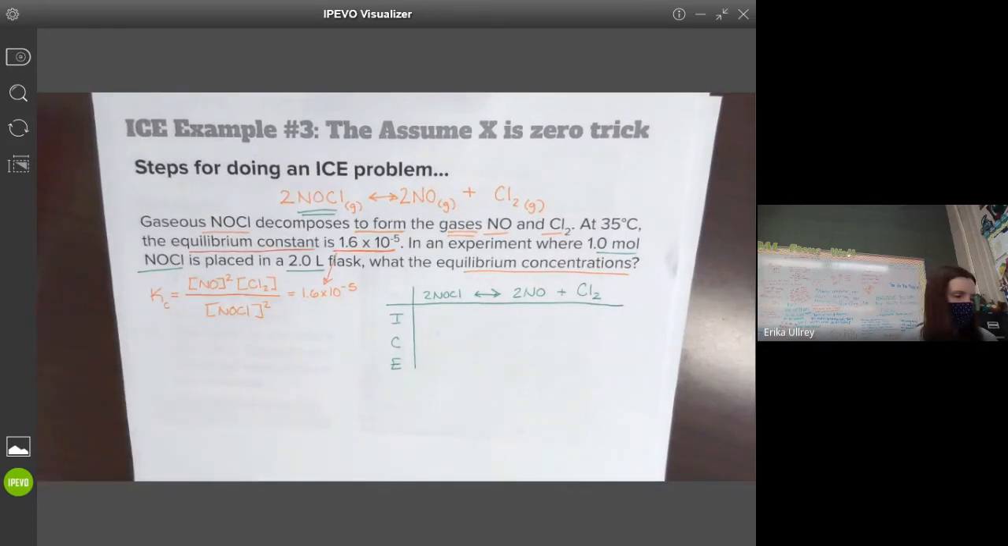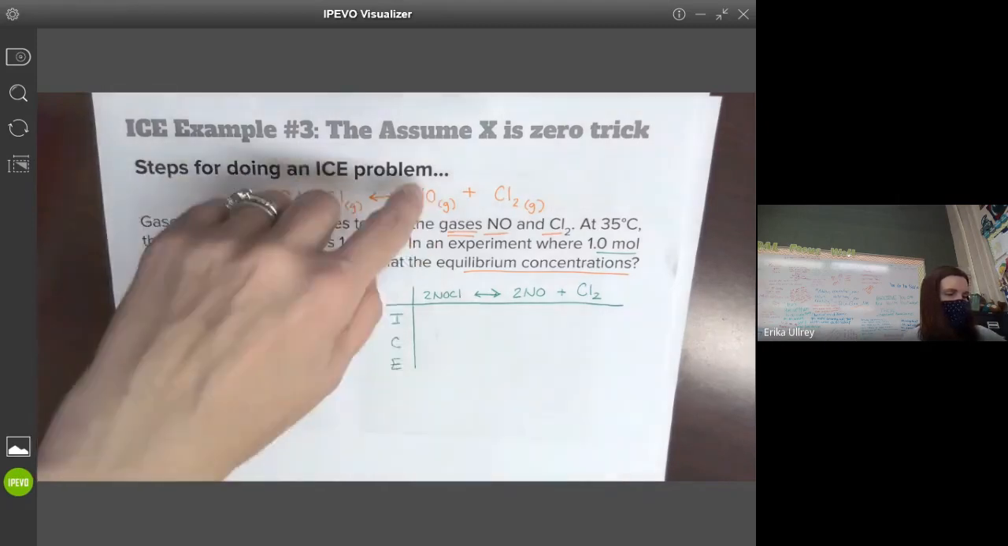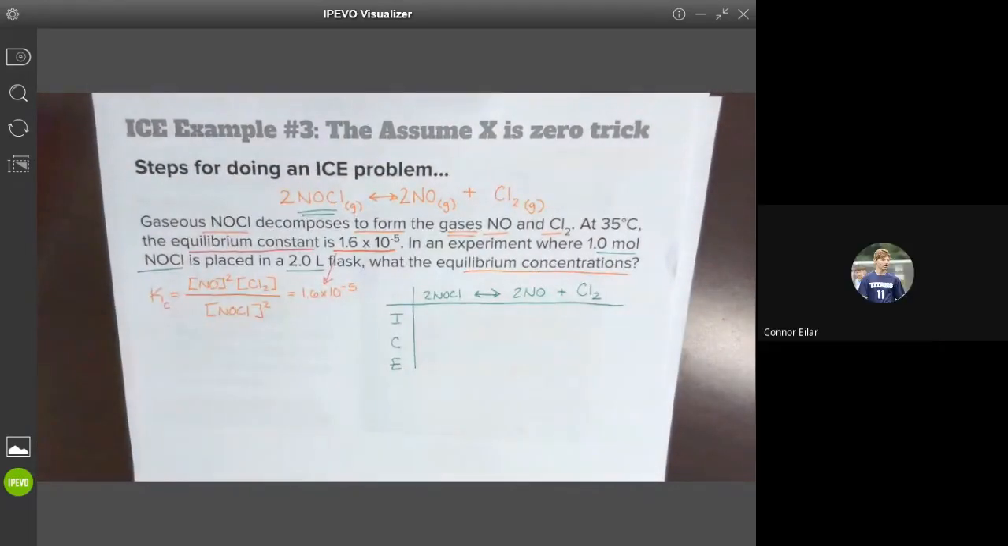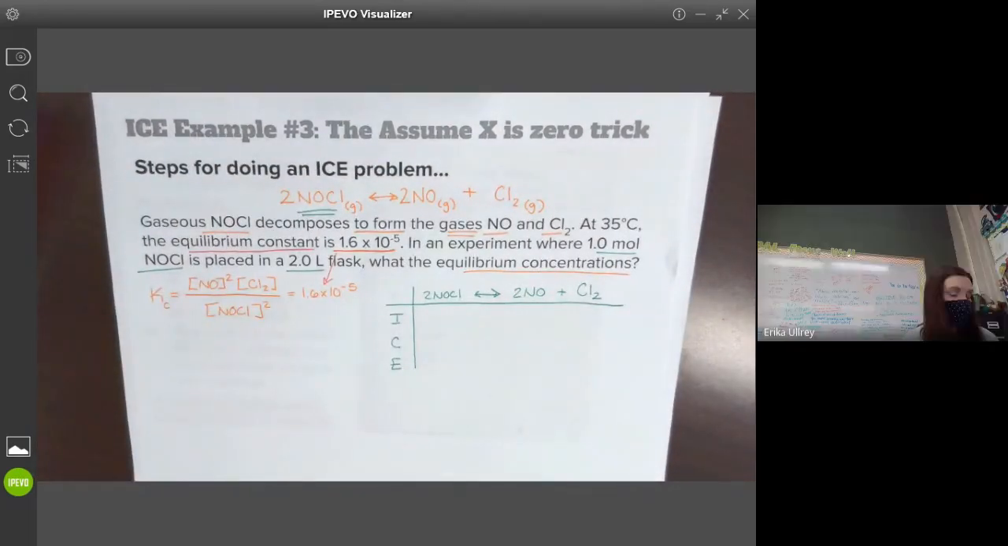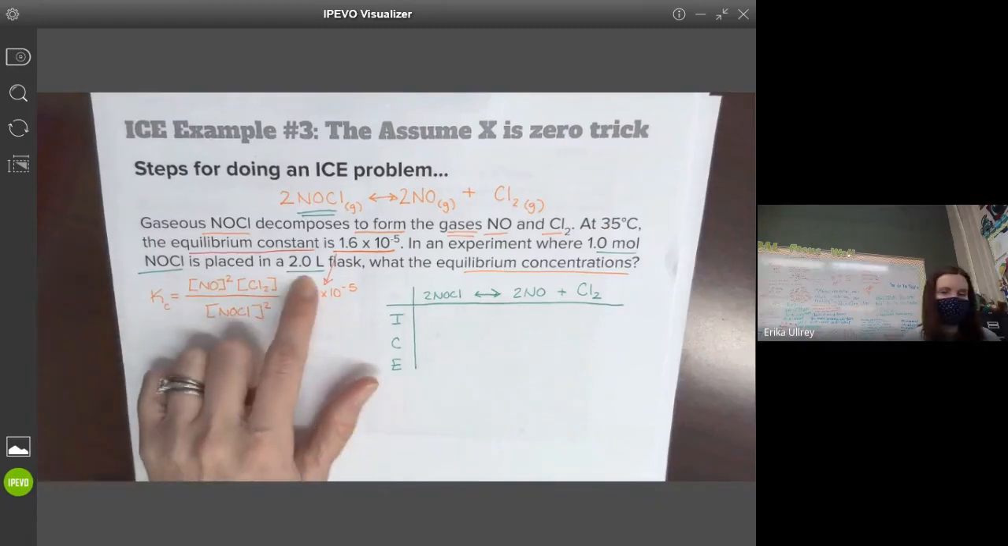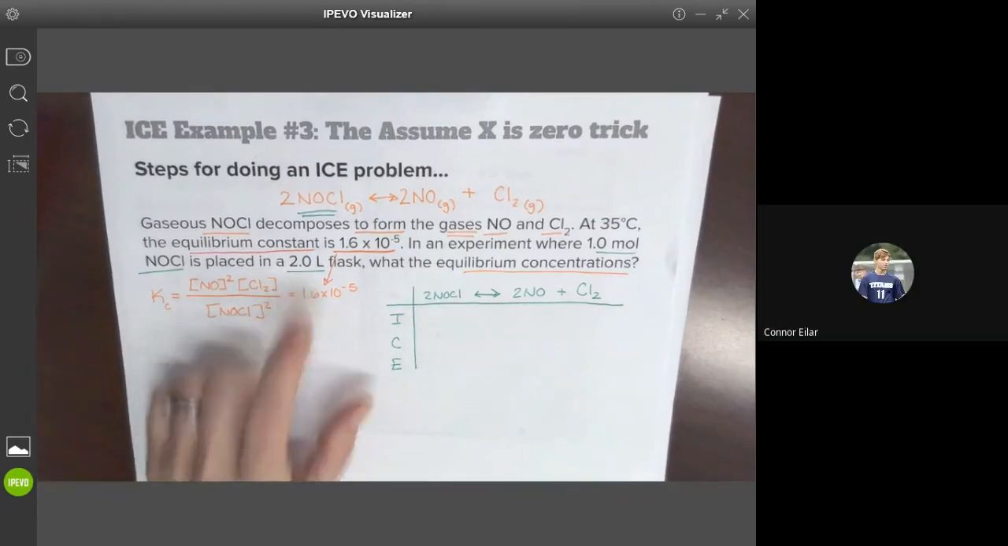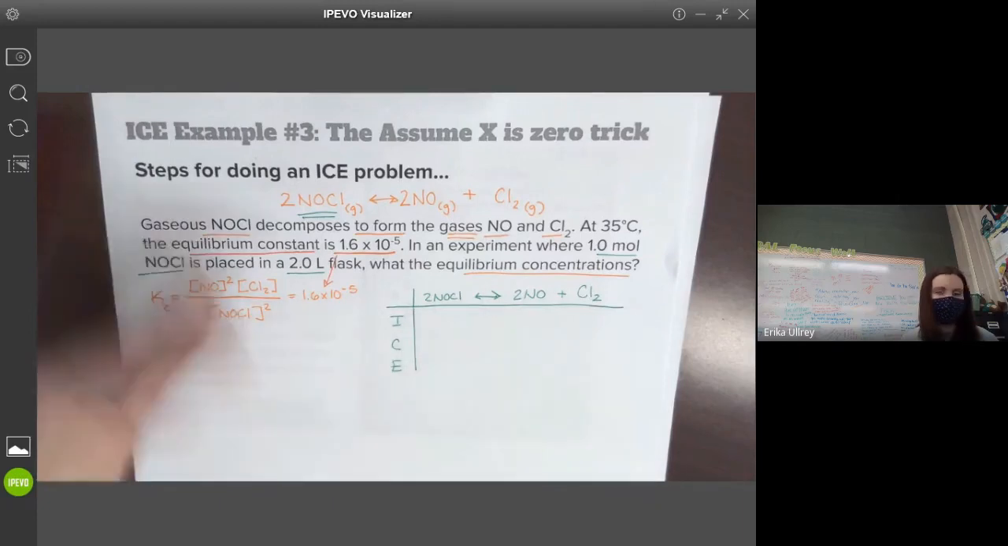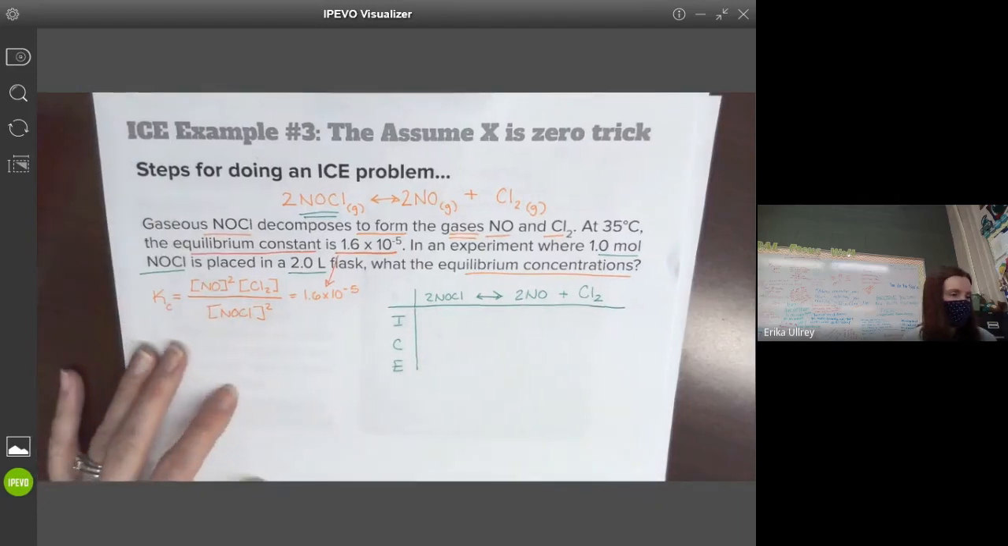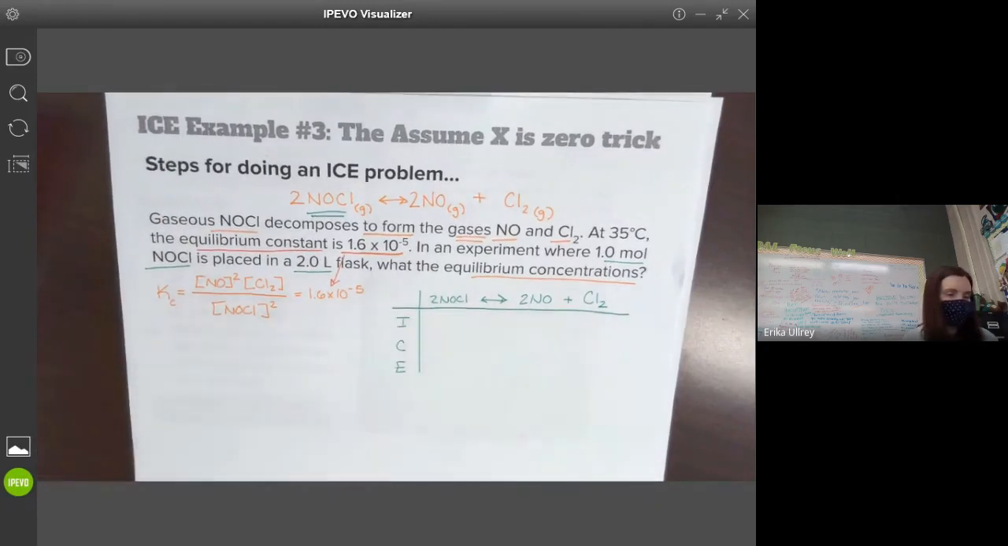What do I have to begin with of my NOCl, my NO, and my Cl? Oh, 1 mole. I have 1 mole in how many liters? 2. So what I need to put in here, because we're looking at how the concentrations change, we don't want moles, we want concentration for my initial. So what would my initial concentration be if I got 1 mole in 2 liters?